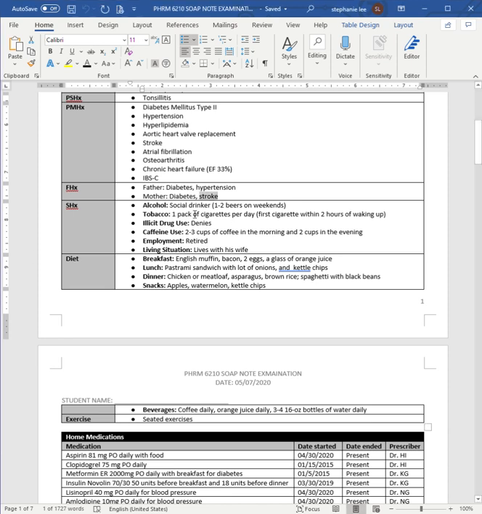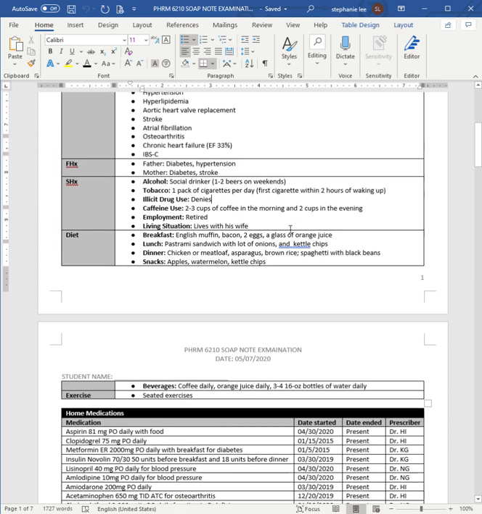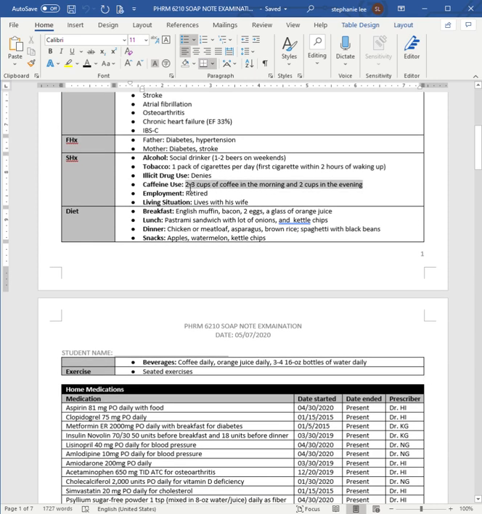Then social history: I see that they are a social drinker and they also smoke. So that would go in this paragraph here, social history significant for smoking and alcohol. I would list how much they drink and how much they smoke in here, but I'm going to skip it for the sake of time. They also drink like 5 cups of coffee, which is a lot, so I'm going to take note of that.